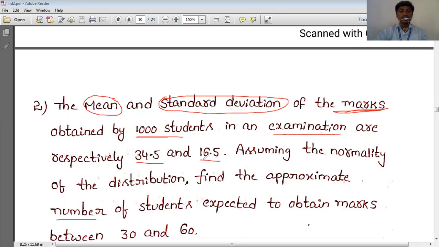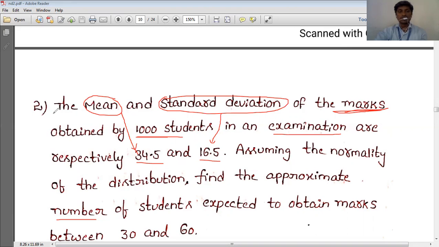It means 1,000 students wrote the exam. After writing the exam, obviously we know the marks of those students. On an average, the 1,000 students got 34.5 marks in that exam. Suppose 1,000 people wrote an exam, and on an average their marks are 34.5. And the standard deviation is 16.5.